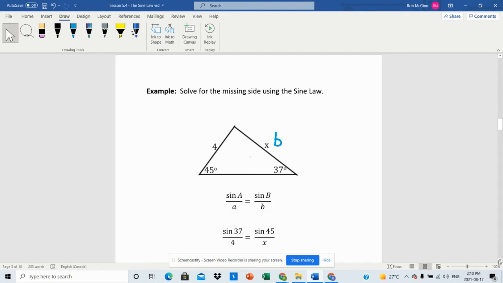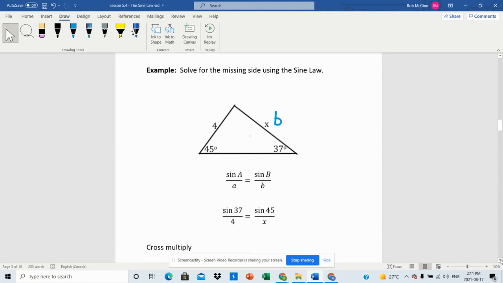Now, when we've got this, there's multiple different ways we can solve this. You could figure out sine of 37, then divide it by 4, and then you'd have one number on your left-hand side. Multiply both sides by x, and then divide by whatever sine 37 divided by 4 equals on both sides, and you'd find out what x is. But there's a simpler process called cross multiplication.